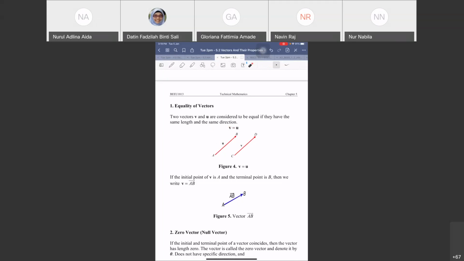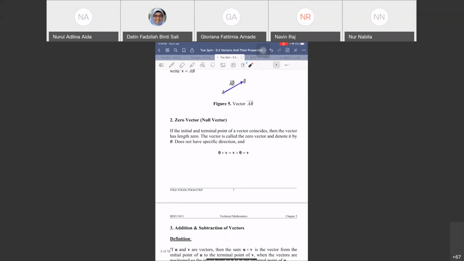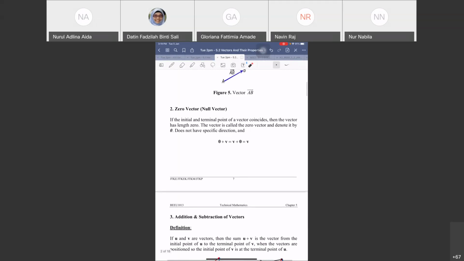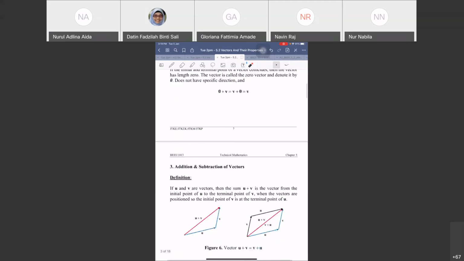And another terminology for vectors is what they call the zero vector or null vector. A zero vector means that its initial and terminal points coincide. That means they are at the same location. So the length is zero, and you cannot determine its direction. That is what we call the zero vector. So this is just terminology.